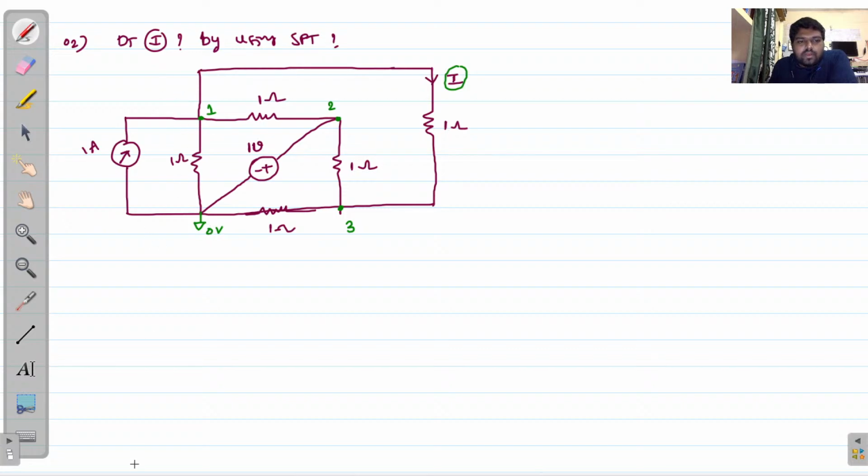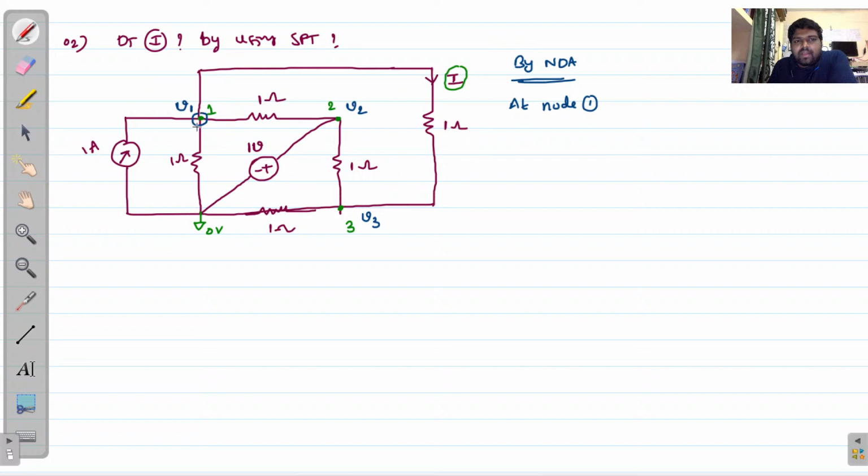Here the node voltage I am assuming is V1. So node 1 has voltage V1, node 2 has voltage V2, and node 3 has voltage V3. Three voltages are there, and at the ground node we have 0 volts. So by nodal analysis at node 1, you can apply KCL for this node. So what will you get?